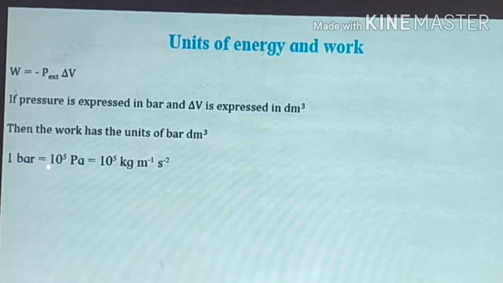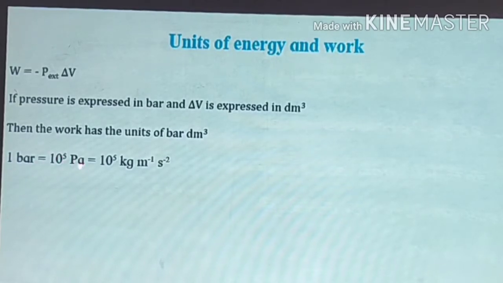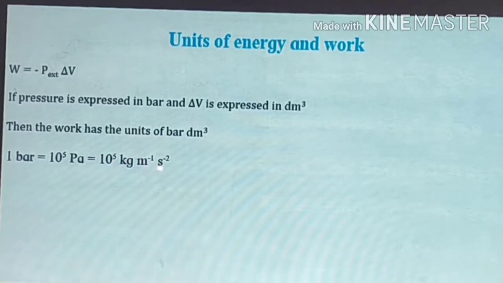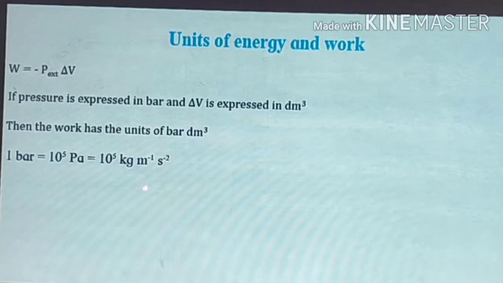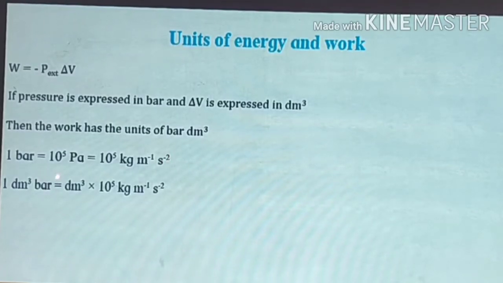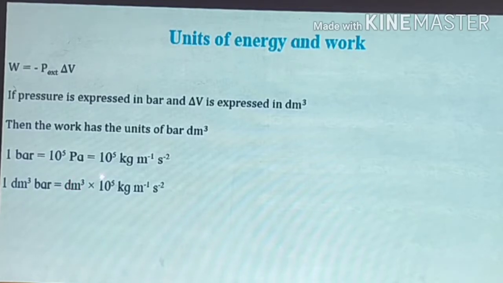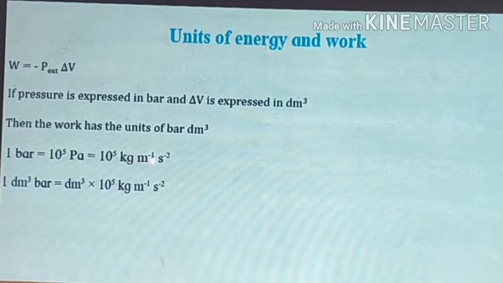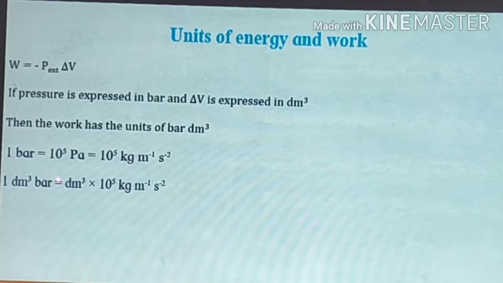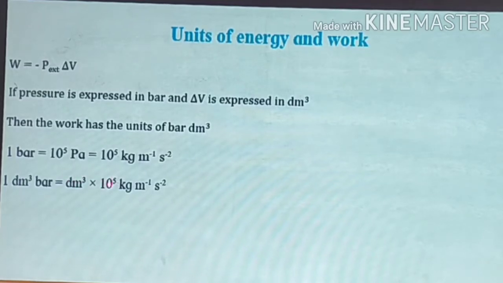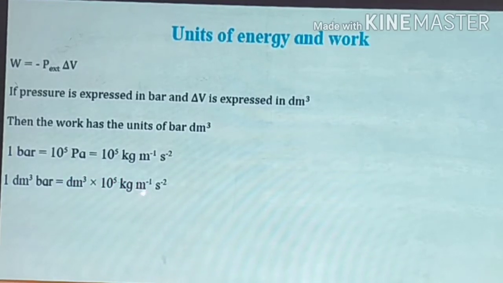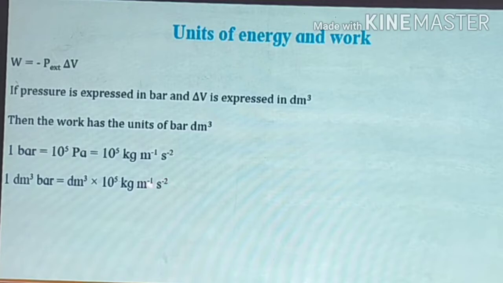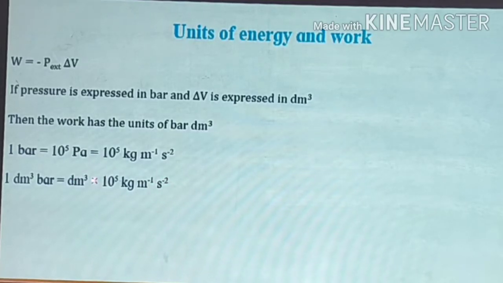One bar, we all know, is equal to 10 raised to 5 Pascal, or it is equal to 10 raised to 5 kg per meter per second square. One bar dm cube can be written as 1 dm cube into 1 bar. Now instead of 1 bar, I will substitute 10 raised to 5 kg per meter per second square. So 1 dm cube bar is equal to dm cube into 10 raised to 5 kg per meter per second square.